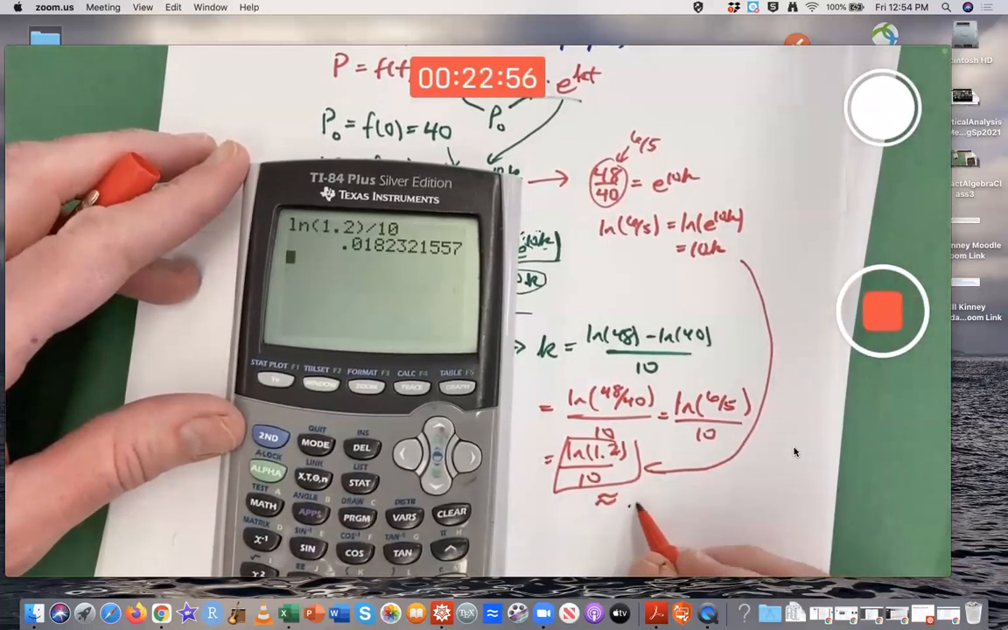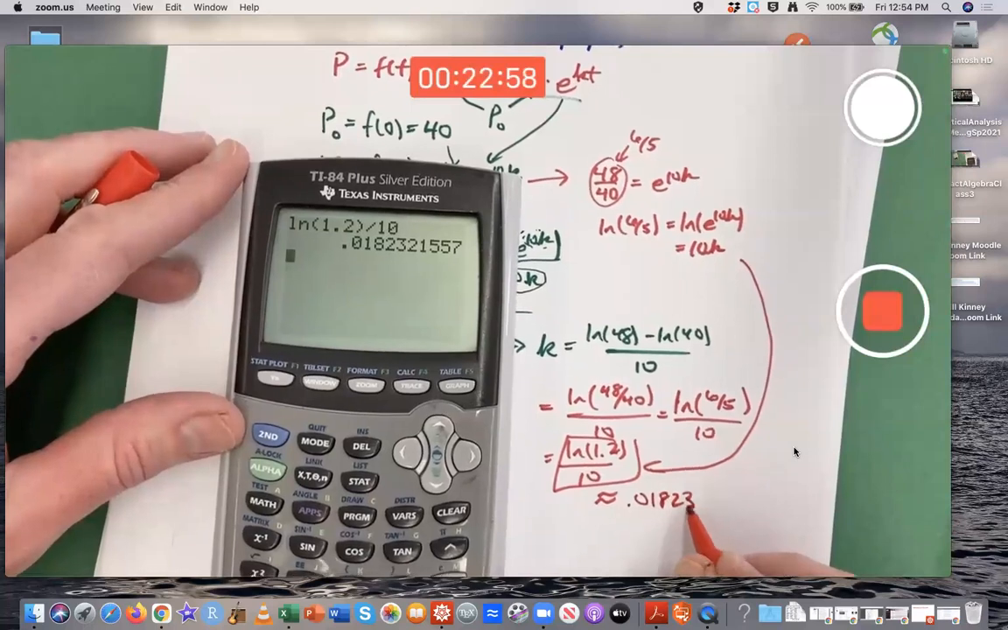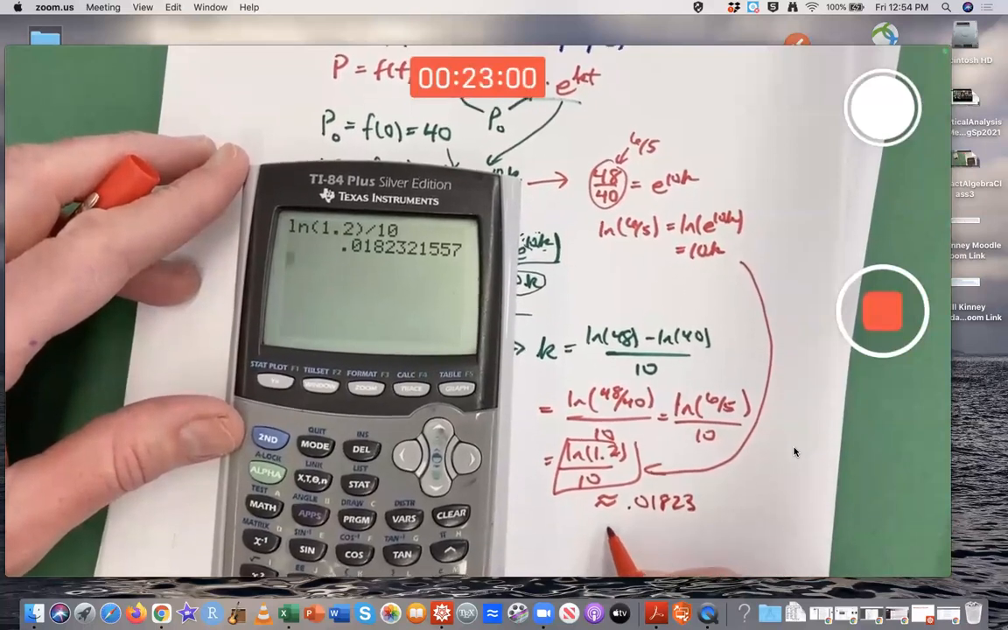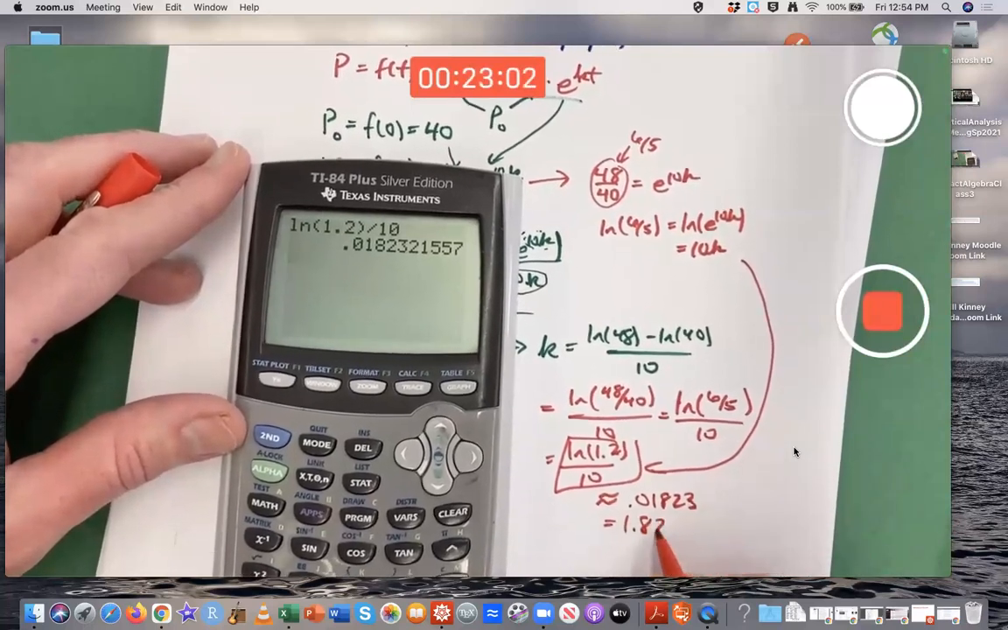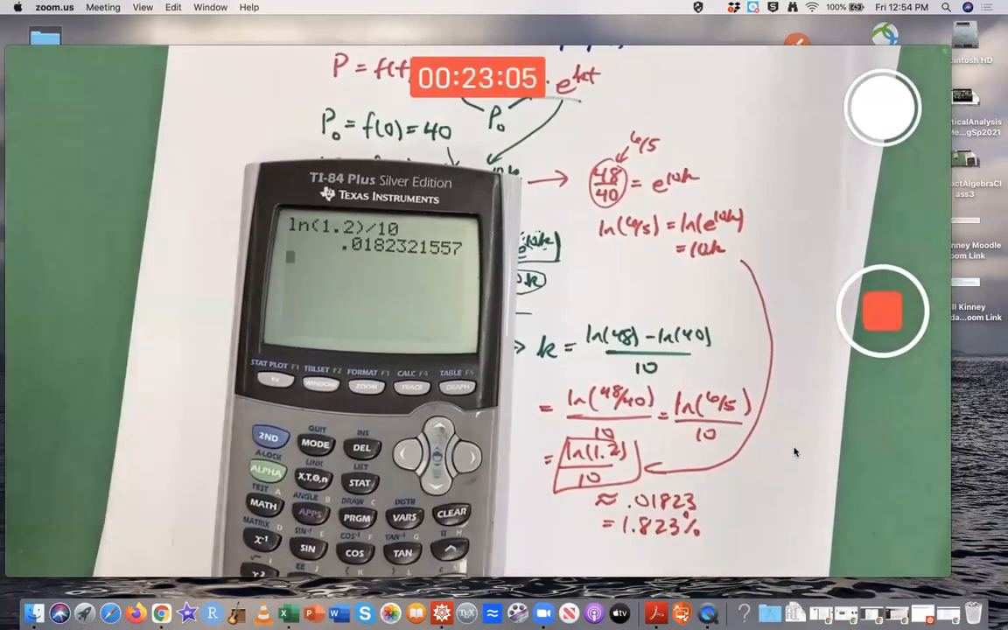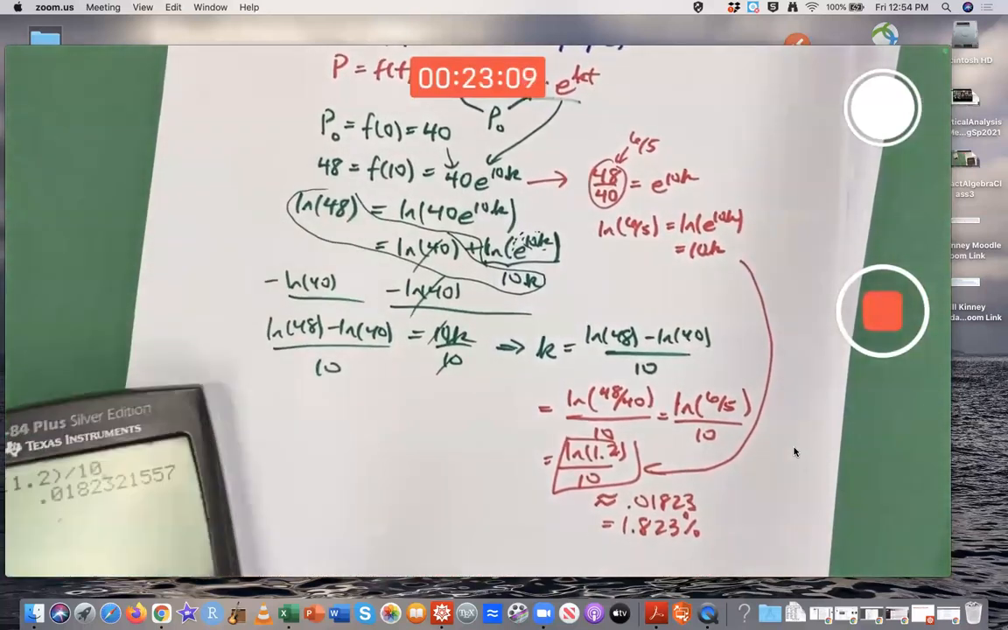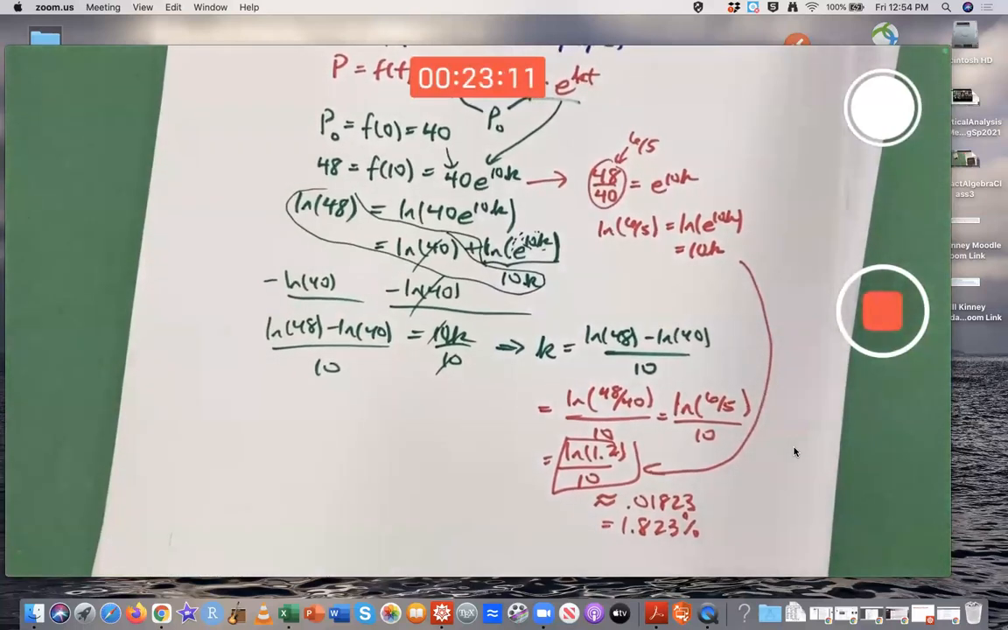k is about 0.01823. As a percent, that's 1.823%. That's a continuous annual growth rate. It's a bit tricky to interpret. I will try to interpret it in a few minutes.